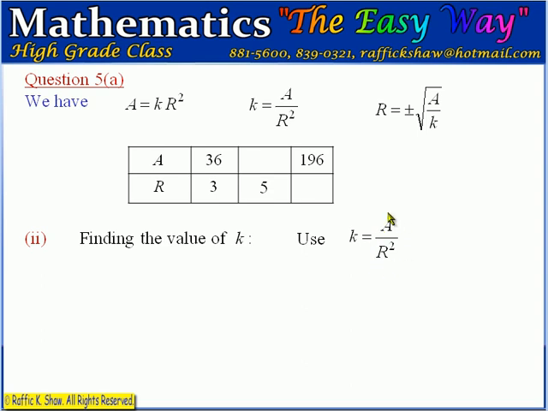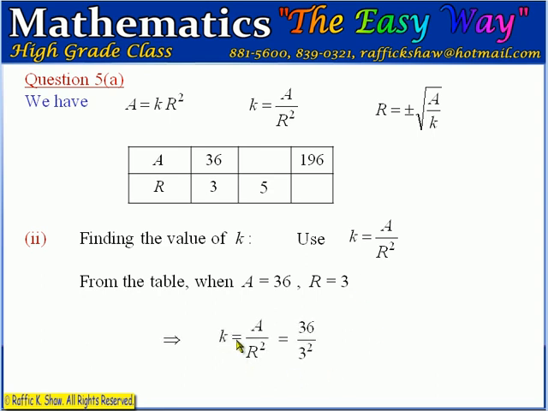To find K, we have to use a known pair of values for A and R. And this is where we find that known pair of values: A is 36 when R is 3. That's what we have from the table here. By simply substituting for A and R here, we can find the value for K. K is equal to A, which is 36, divided by R squared, that's 3 squared. Therefore, K is equal to 36 divided by 9, because 3 squared is 9. And then 36 divided by 9 is 4.